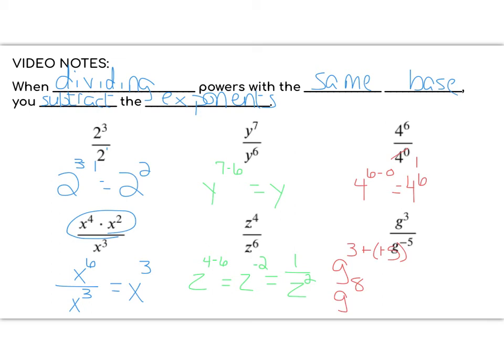Now, the other way to see this is I have that negative exponent in the bottom, right? So I can rewrite that. I can move that G to the negative 5 up to the top and it becomes a positive 5. So I can write it as G to the third power times G to the fifth power. Well, then I'm multiplying with the same base. I add, so I would get G to the 3 plus 5, which is G to the 8th. So be careful with negatives when you're adding or subtracting. Watch your signs.